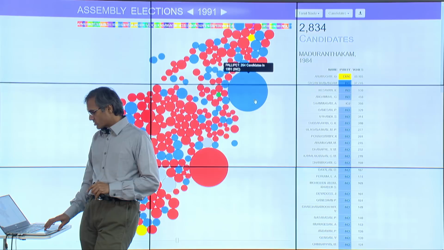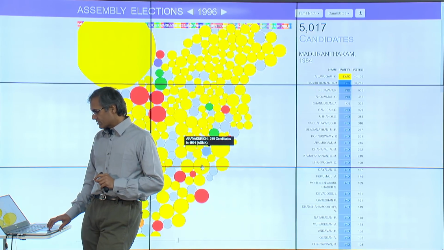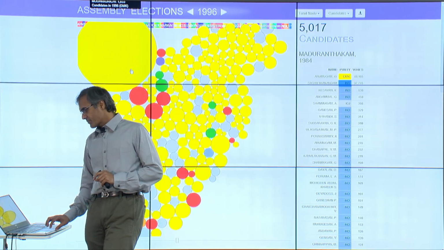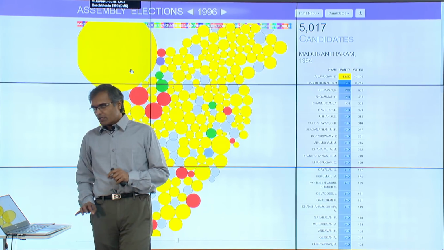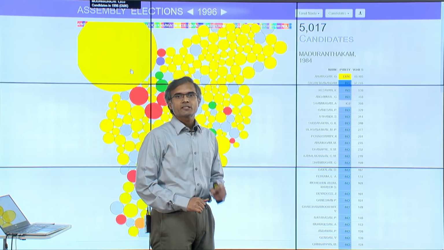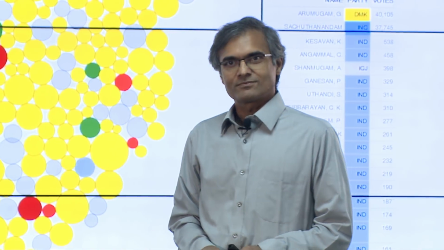1991, we have 2 constituencies that stand out. But I'm not going to pause about this. I'm going to talk instead about the 1996 elections, where in Madurantakam, there were as many as 1,000 candidates, over 1,000 candidates standing for election in just one constituency. Now think about that.